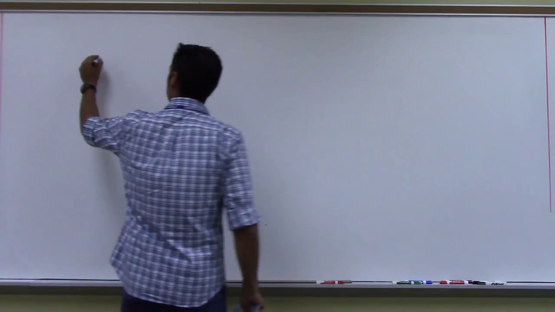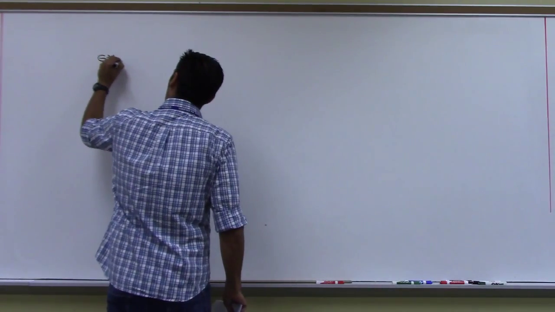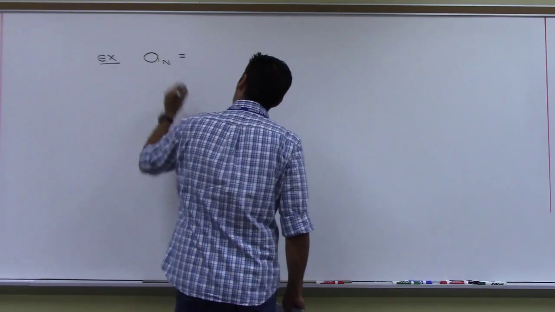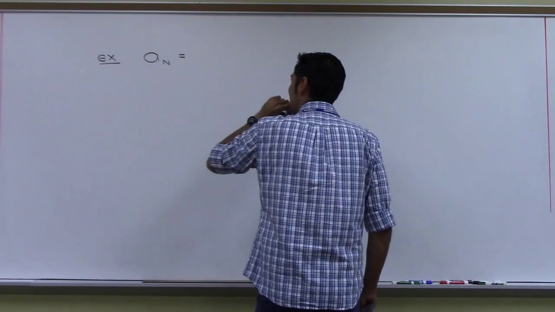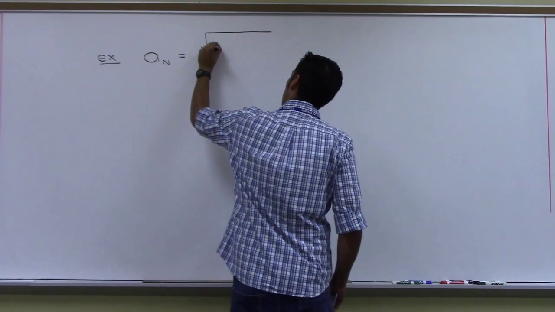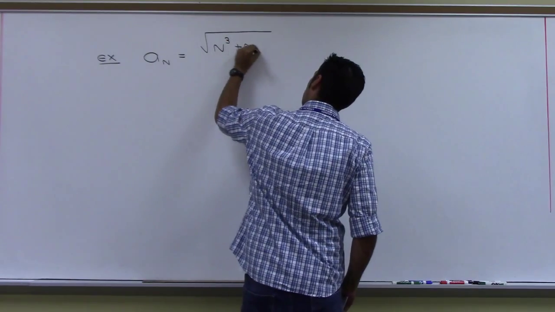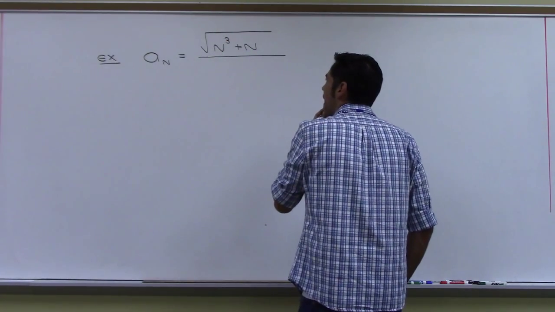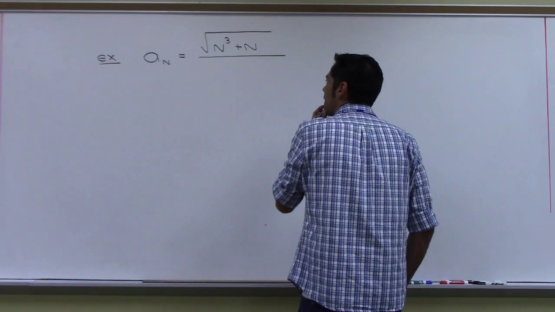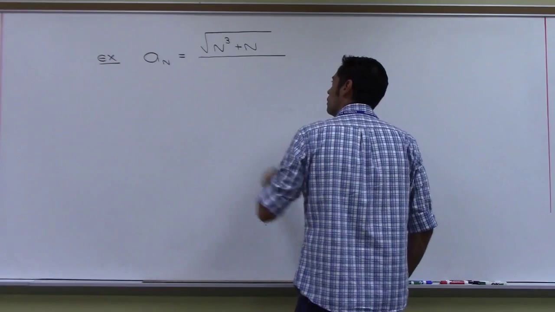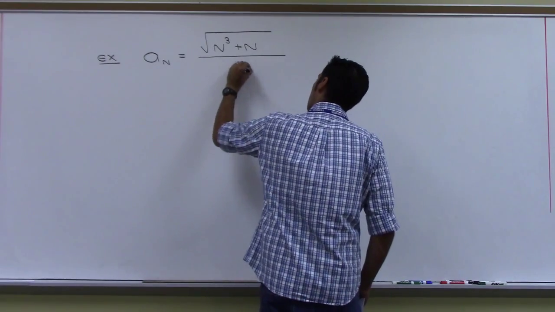Okay, how about this one? A sub n equals the square root of n cubed plus n, over n.